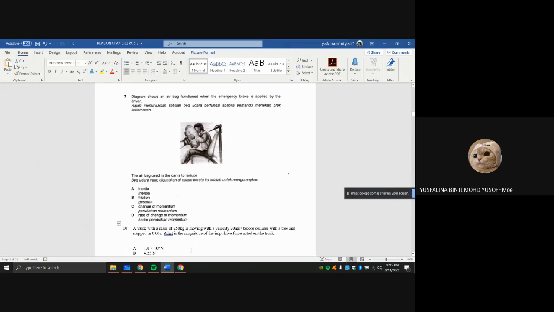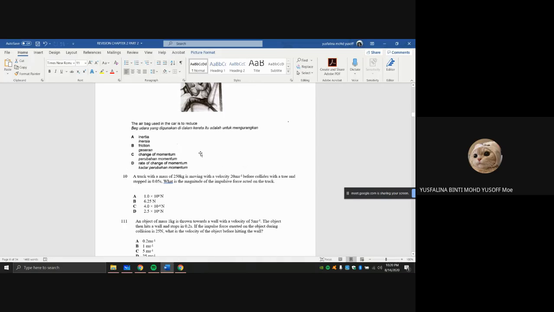The diagram shows an airbag function when the emergency brake is applied by the driver. So this one is actually to reduce the, okay, which one is it? There is no impulsive force here. What's the answer? The answer is D, rate of change of momentum. Okay. Right, for number 10.